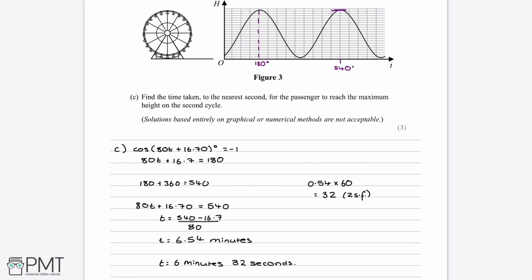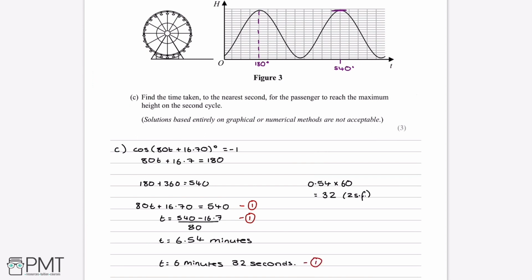Now, the marks for this question, because there are 3 marks available, come from firstly setting 80t plus 16.7 equal to 540. So that gets us our first method mark. And then we get a further method mark for rearranging this to find t, so getting it in terms of t. And then finally we get an answer mark for saying that t is equal to 6 minutes and 32 seconds.